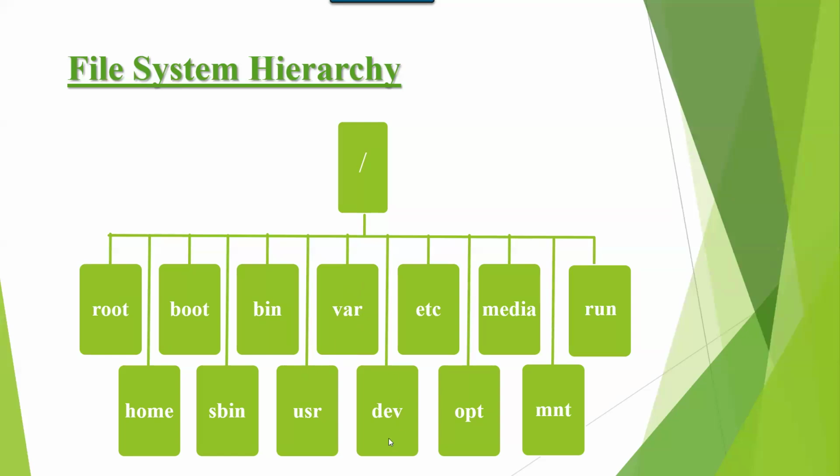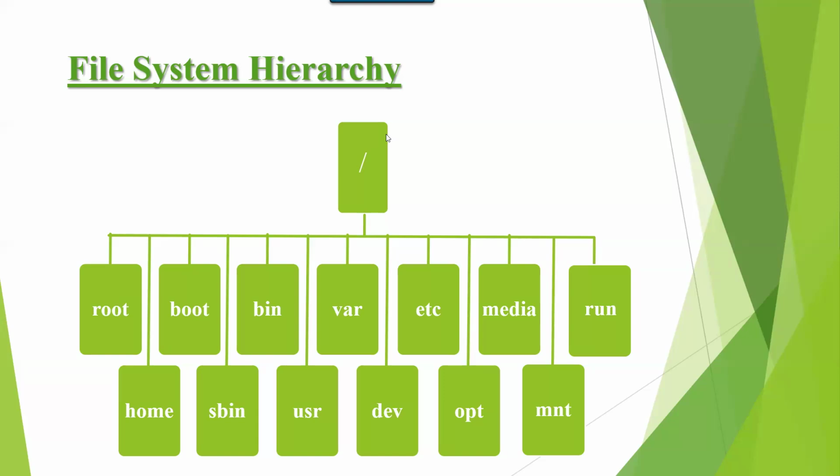Dev contains devices information. Device means partitions; in Windows we call them partitions, here we call them devices. etc contains configuration files. System configuration files are stored under etc. OPT contains optional applications, applications which we install manually. They are not compulsory to install; if we want, we will install. Those types of applications are stored under OPT. Third-party tools, if we download and install them, are stored under OPT.